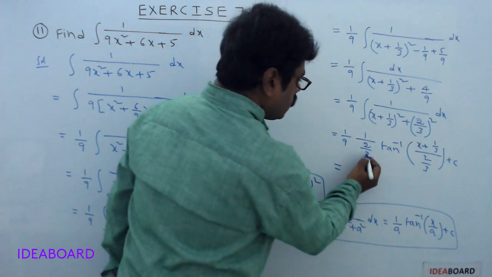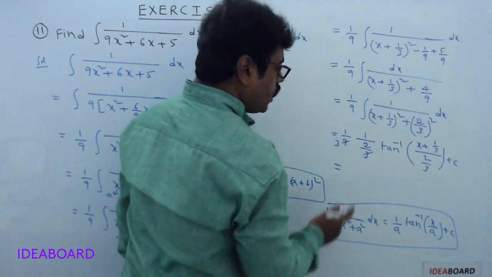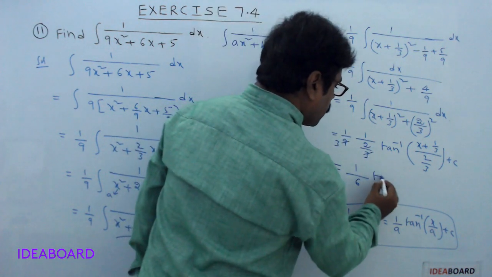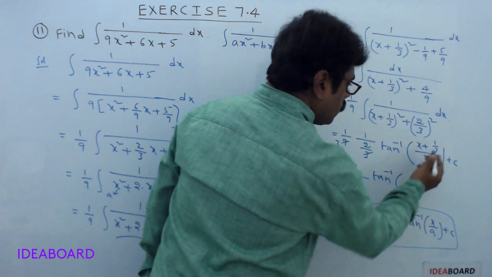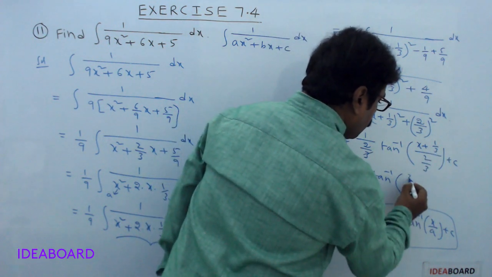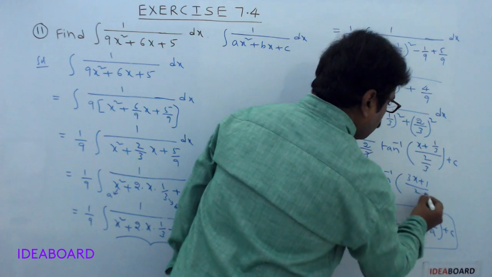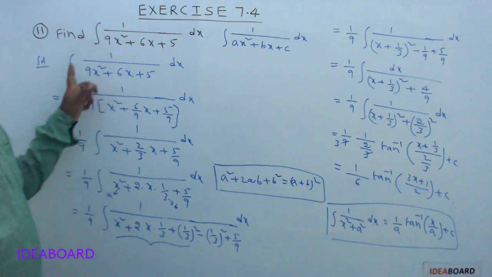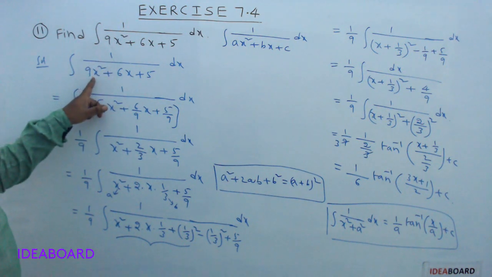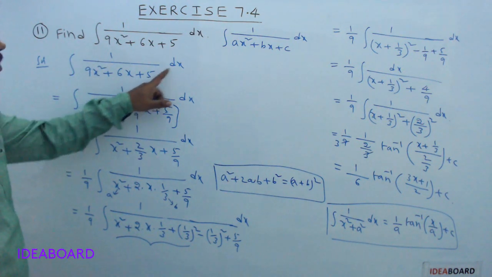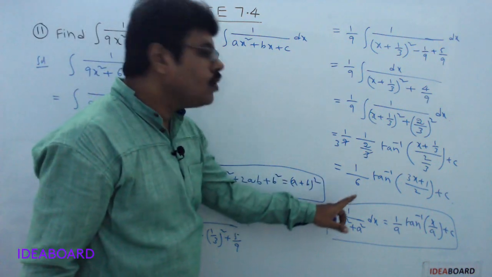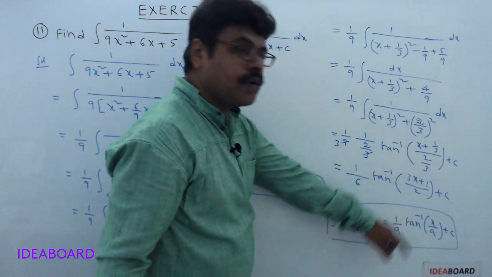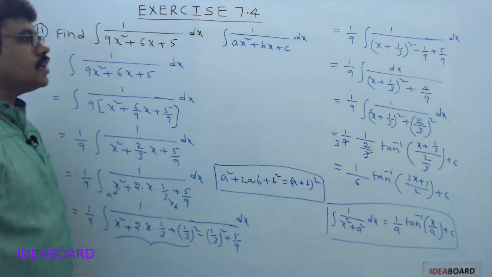Now here 3 will be cancelled in 9 3 times. So 1 divided by 3 into 2, 6 into tan inverse of, after simplification it will be 3x plus 1 divided by 2 plus some constant c. So therefore integral 1 divided by 9x square plus 6x plus 5 dx equal to 1 by 6 into tan inverse of 3x plus 1 divided by 2 plus some constant c.